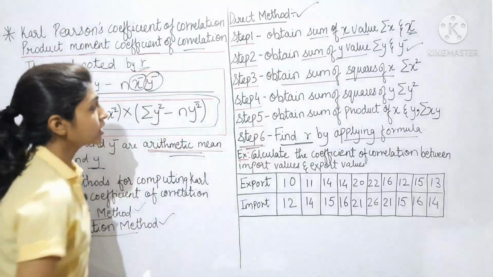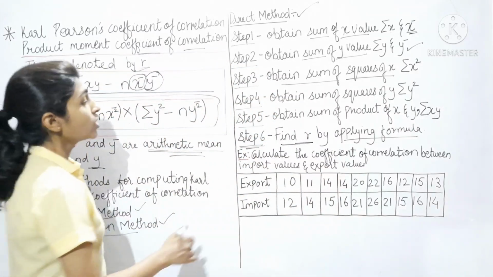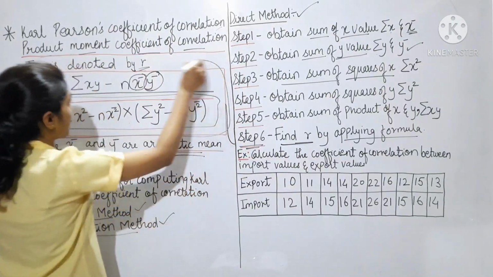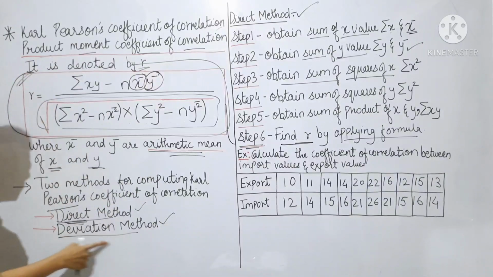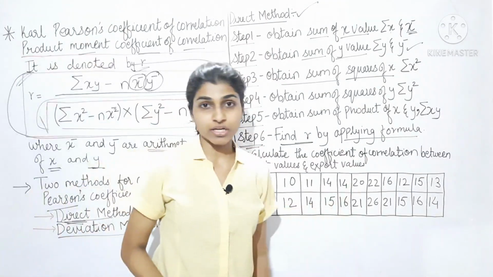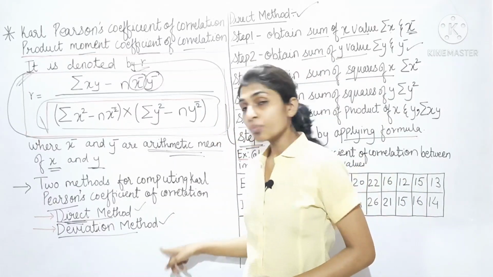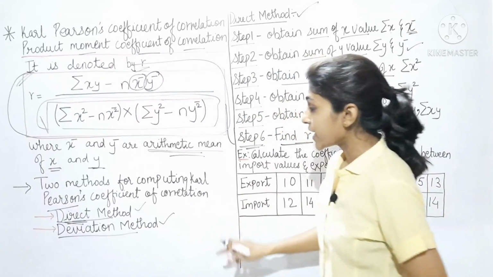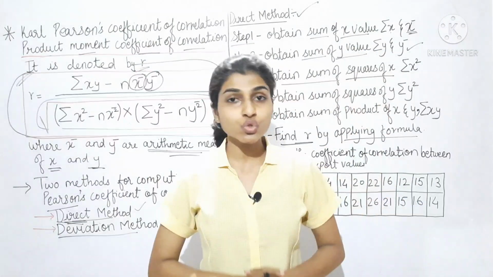Now to find the coefficient of correlation by the direct method, you are going to use this formula. And for the deviation method, there is another formula to find the coefficient of correlation, so don't get confused. The direct method formula is different, and the assumed mean or deviation method has the other formula. So for the direct method, we are going to use this formula and find the correlation between the two variables.